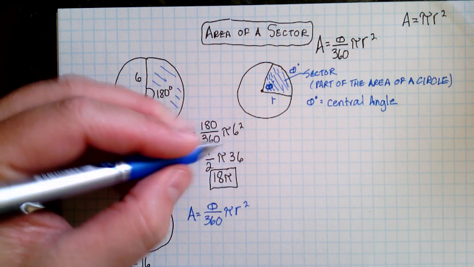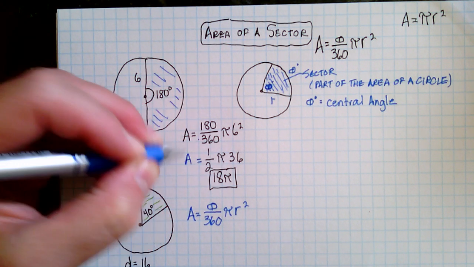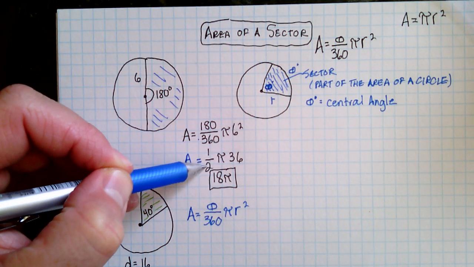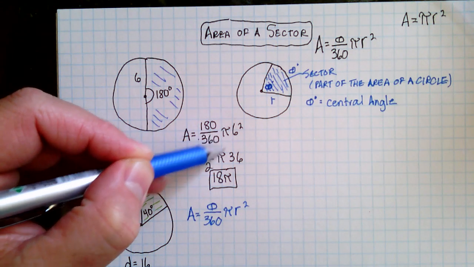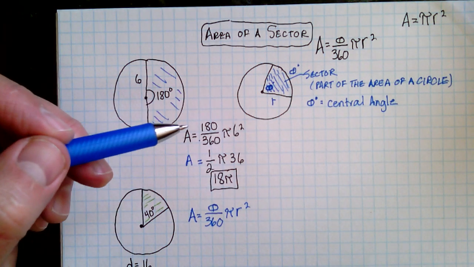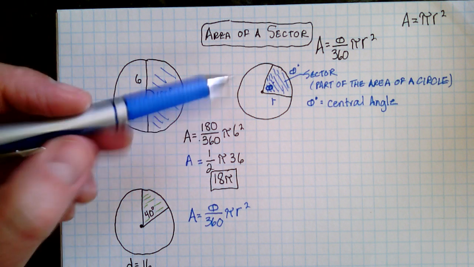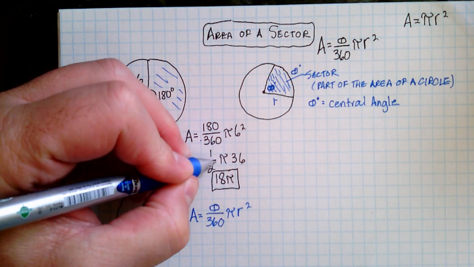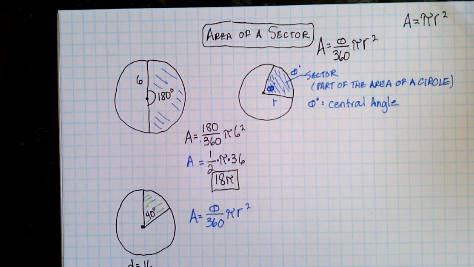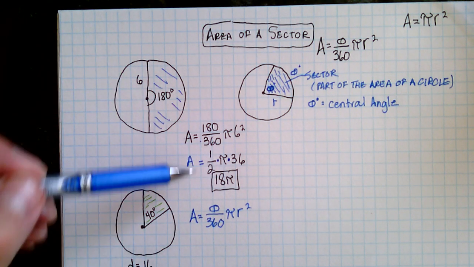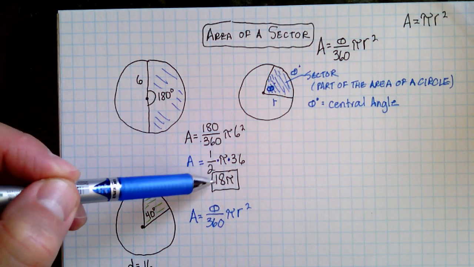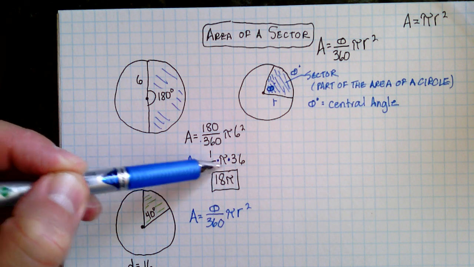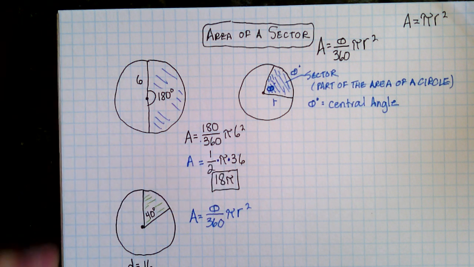Follow my order of operations. The area, this reduces to 1 over 2. Pi just comes straight down. 6 squared is 36. Then commutative property for multiplication says that I can multiply these three numbers in any order that I want. So I'm going to take half of 36. It's where I get the 18. Multiply it by pi. There's my answer.